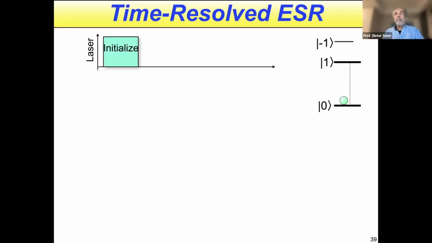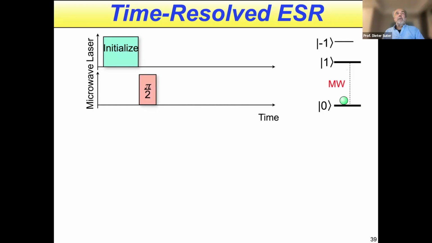If you apply a laser pulse, you prepare the system in the ms equals 0 state. So again, you have a high fluorescence rate. If you now apply a microwave pulse, say a pi over 2 pulse, you create coherence. Now we would like to measure the coherence, but the system will not create a signal from the coherence. So if you want to do a time-resolved experiment, you have to convert the coherence back into population.